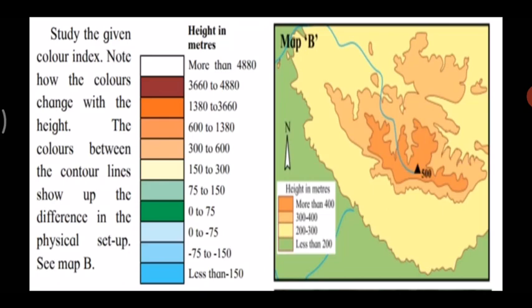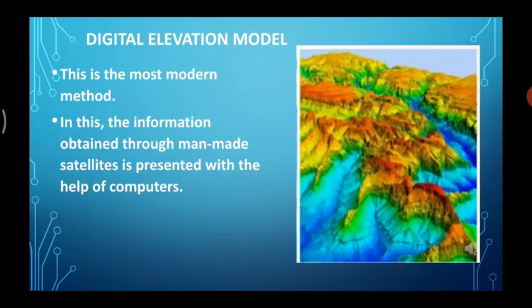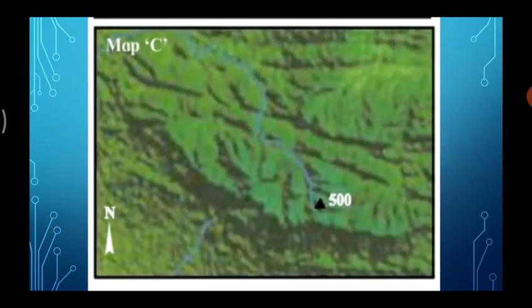Okay, let's move forward. The next one is the digital elevation model. Now this is the most modern method. Why is it called a modern method? Because it is using technology. In this, the information is obtained through man-made satellites and is presented with the help of computers. Now see this map C. In this, we can directly observe the differences in the height of the landforms.